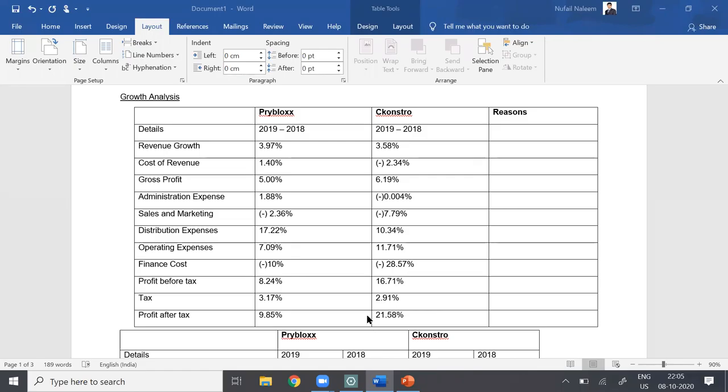Yes, sir, possible. Okay, Kitis, what do you think, there's a slight increase in our company revenue compared with Cronstro? What should be the reason? Maybe our markup. Why?